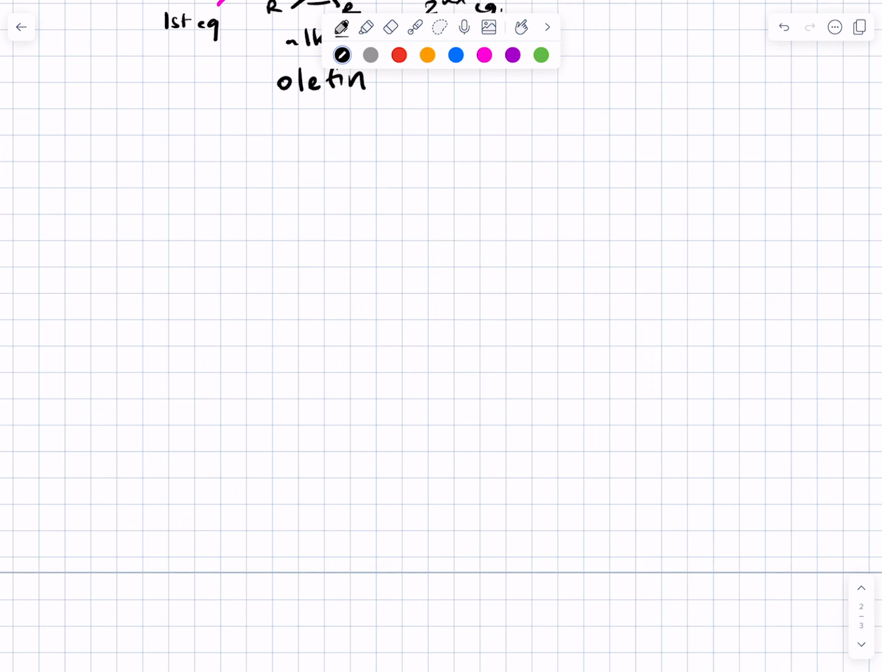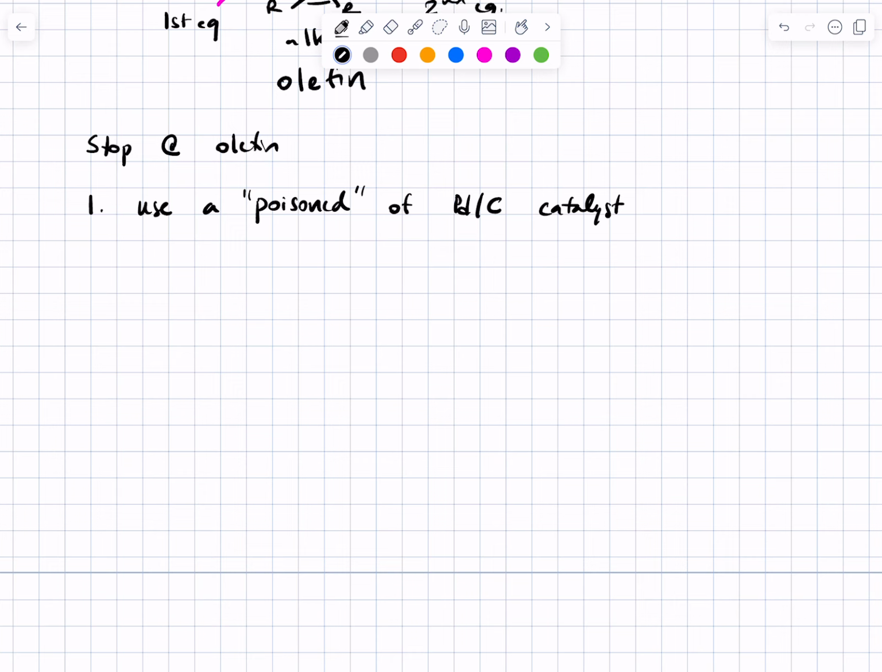It turns out that people discovered not too long after the discovery of the hydrogenation reaction that if you wanted to stop at the olefin, strategy one is to use a poisoned version of the palladium on carbon catalyst. By poisoned, we mean we're going to add something to the catalyst to decrease its reactivity, so it's reactive enough to make the alkyne go to the olefin, but not reactive enough to make the olefin go all the way to the alkane.